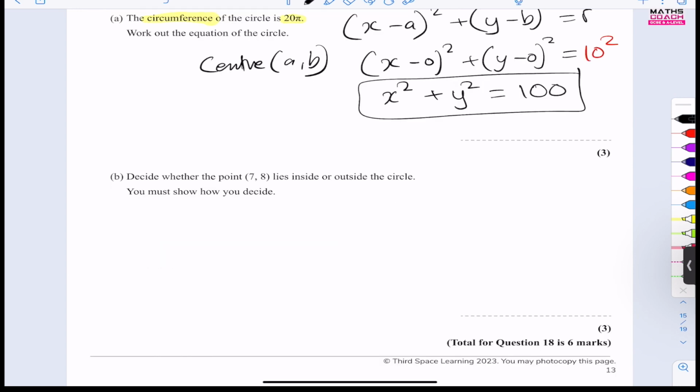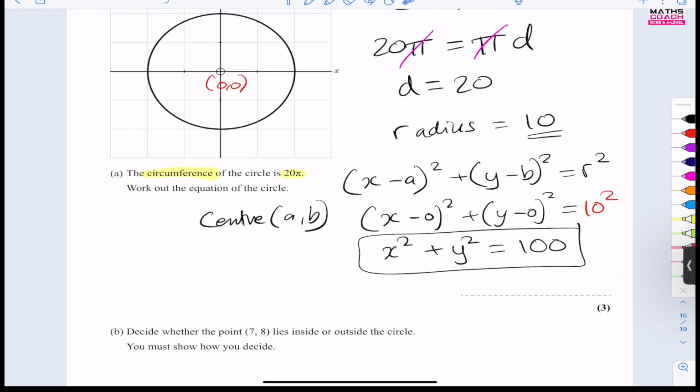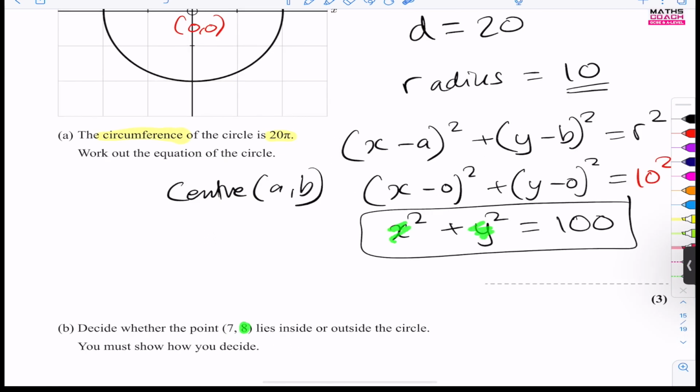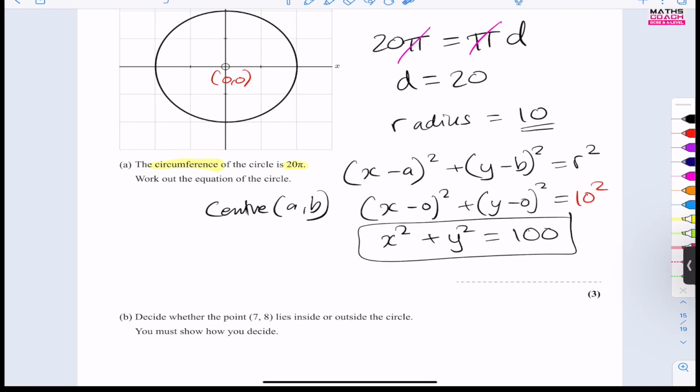For part B, it says decide whether the point (7, 8) lies inside or outside the circle. You must show how you decide. Usually questions ask you whether a point lies on the circle itself. So does (7, 8) lie on the circle? To do that, we sub in the value of x and the value of y, 7 and 8, into our equation. And if it gives us 100, then we know that it lies on the circle. But we're going to have to do something different here, okay?